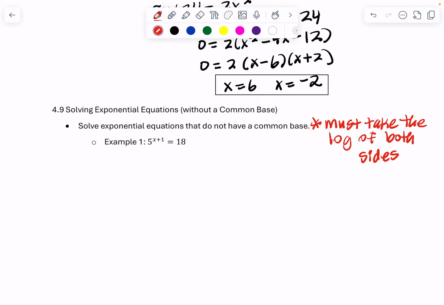You'll take the log of both sides, because log is the inverse of exponential. So it undoes the exponential. And that's what we're going to do. So here, 5 and 18 can't be the same base, so we're going to take the log of both sides.